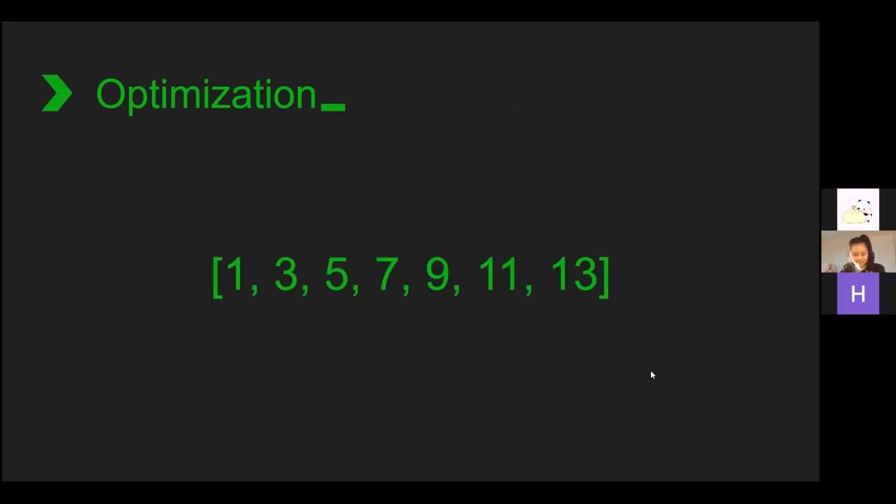So we have the list here, and then we find the median of the list, which is 7. And now we ask ourselves, is 7 greater than, equal to, or less than 11? And because 7 is less than 11, and because this list is sorted, we know that the left half of this list does not contain the number 11. So we can remove that. And now we're left with 9, 11, and 13.